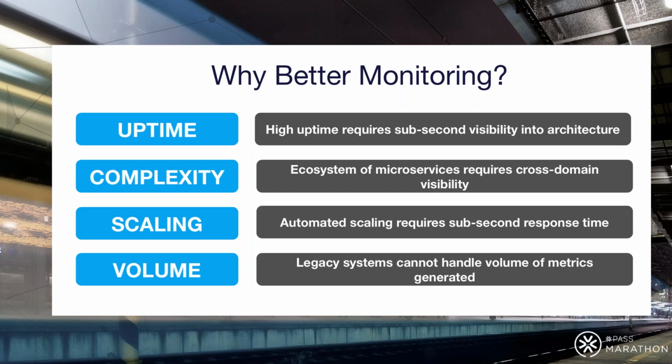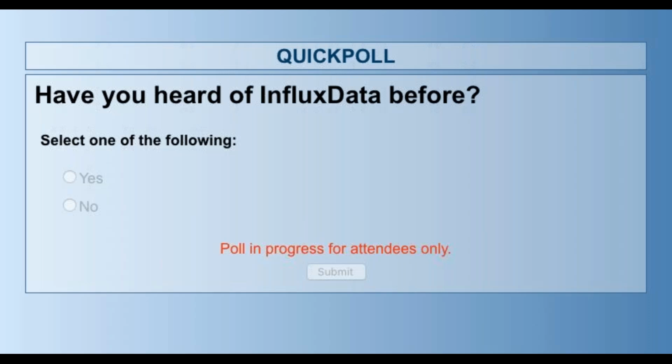So before we go to the next section and start answering some of these questions, we have a quick poll. So I hope you can see the poll on your screen. And I think we have 30 seconds to respond to this poll. So please select one of the options.